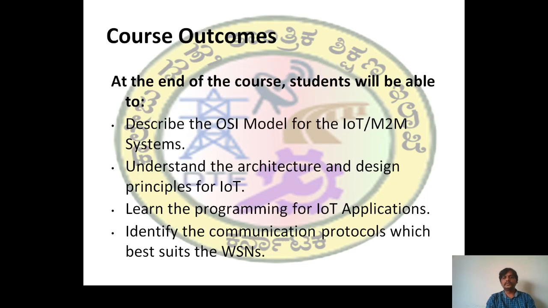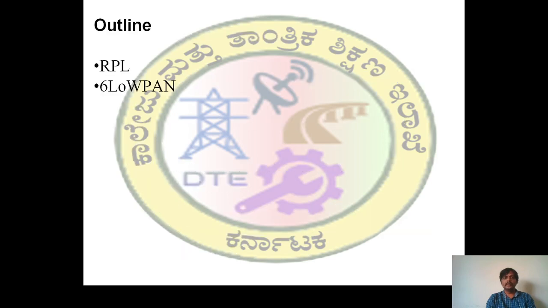At the end of the course, students will be able to describe the OSI model for the IoT or M2M systems, understand the architecture and design principles for IoT, learn the programming for IoT applications, identify the communication protocols which best suit the WSNs. In this session, we are going to discuss RPL and 6LoWPAN.